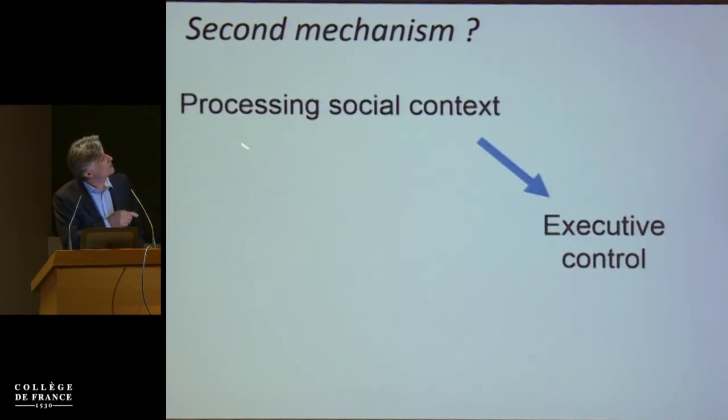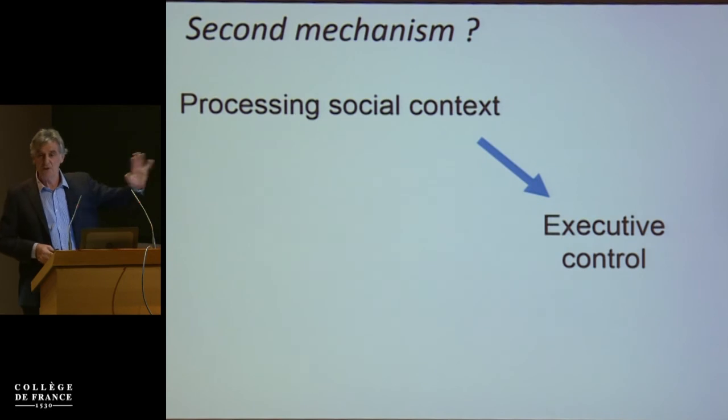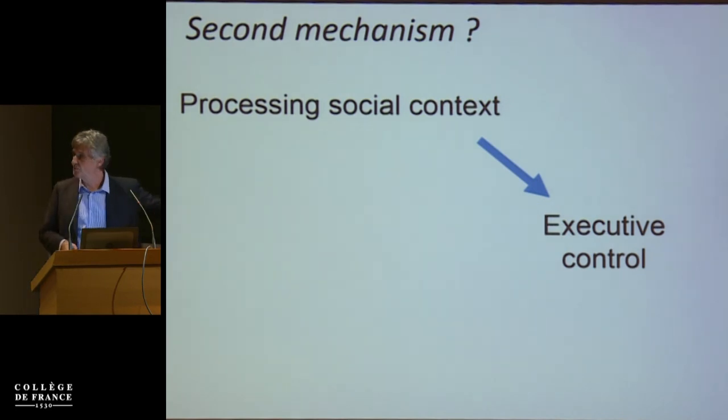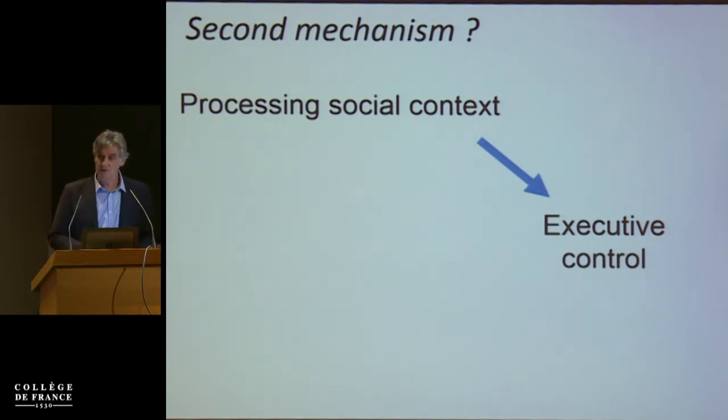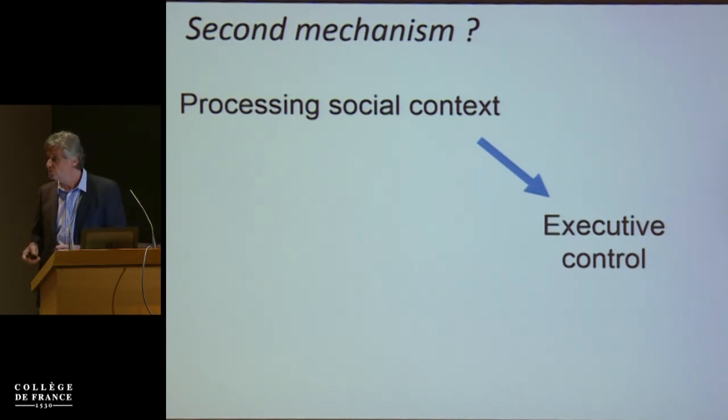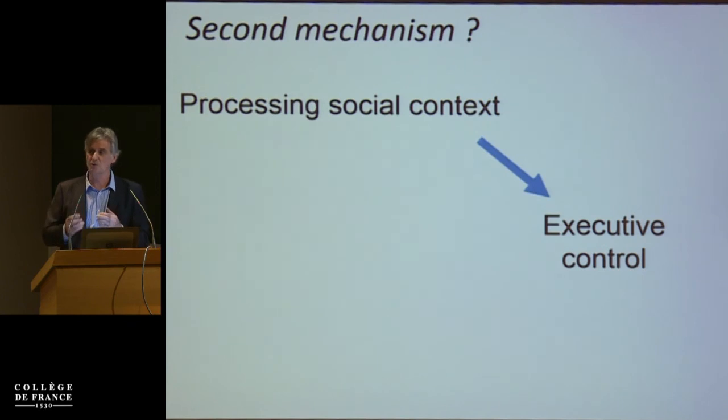Okay, let's consider that processing the social context requires some executive control. If you are a baboon in a social group, there are many things that you cannot do. There are some females that you cannot approach. This is forbidden. This is prohibited. You cannot go there. You shouldn't do that. There are some behaviors that you shouldn't do. So you need some control if you want to survive in a social group as a baboon.